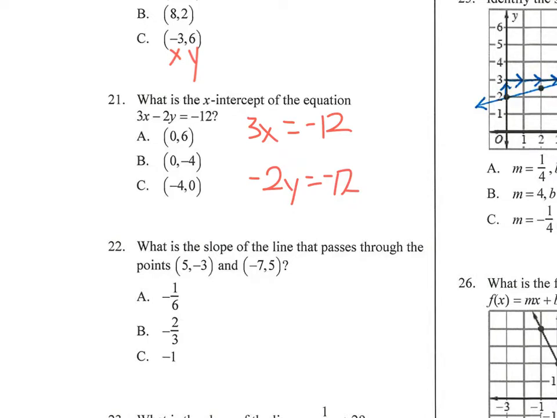Number 22, they want the slope of the line going through these 2 points. So here's x1, y1, x2, y2. And remember, you want to use the formula y2 minus y1 over x2 minus x1.